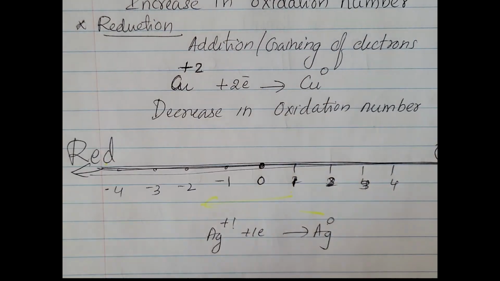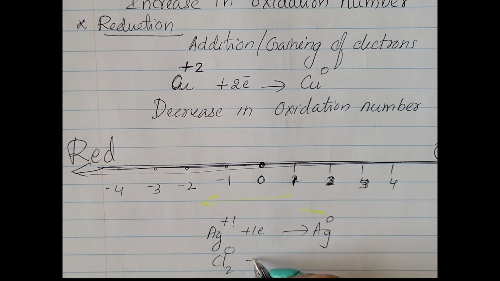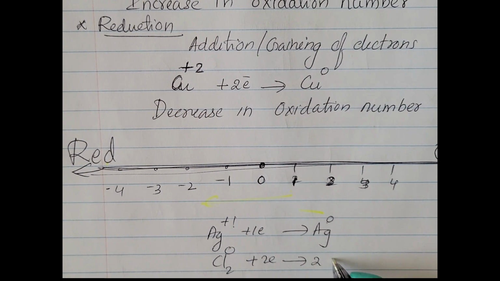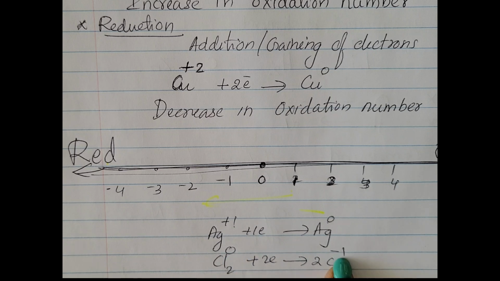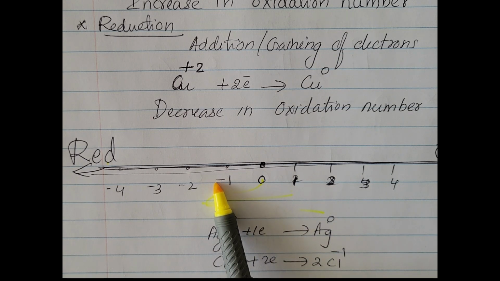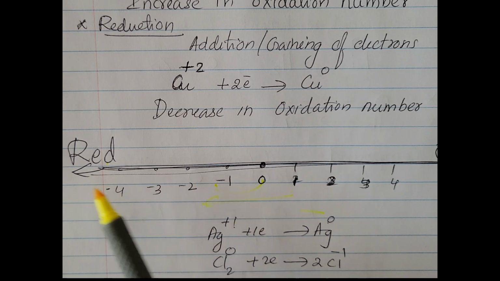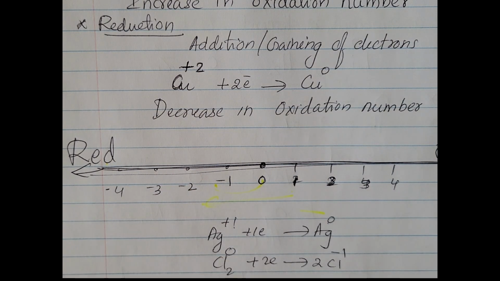If you have Cl2 to Cl minus 1, the oxidation number is 0, it changed to minus 1. So 0 is here, and we are going to the left, that will be what? Reduction. So we are decreasing the number, so that is reduction. That's how we are deciding from the number line.